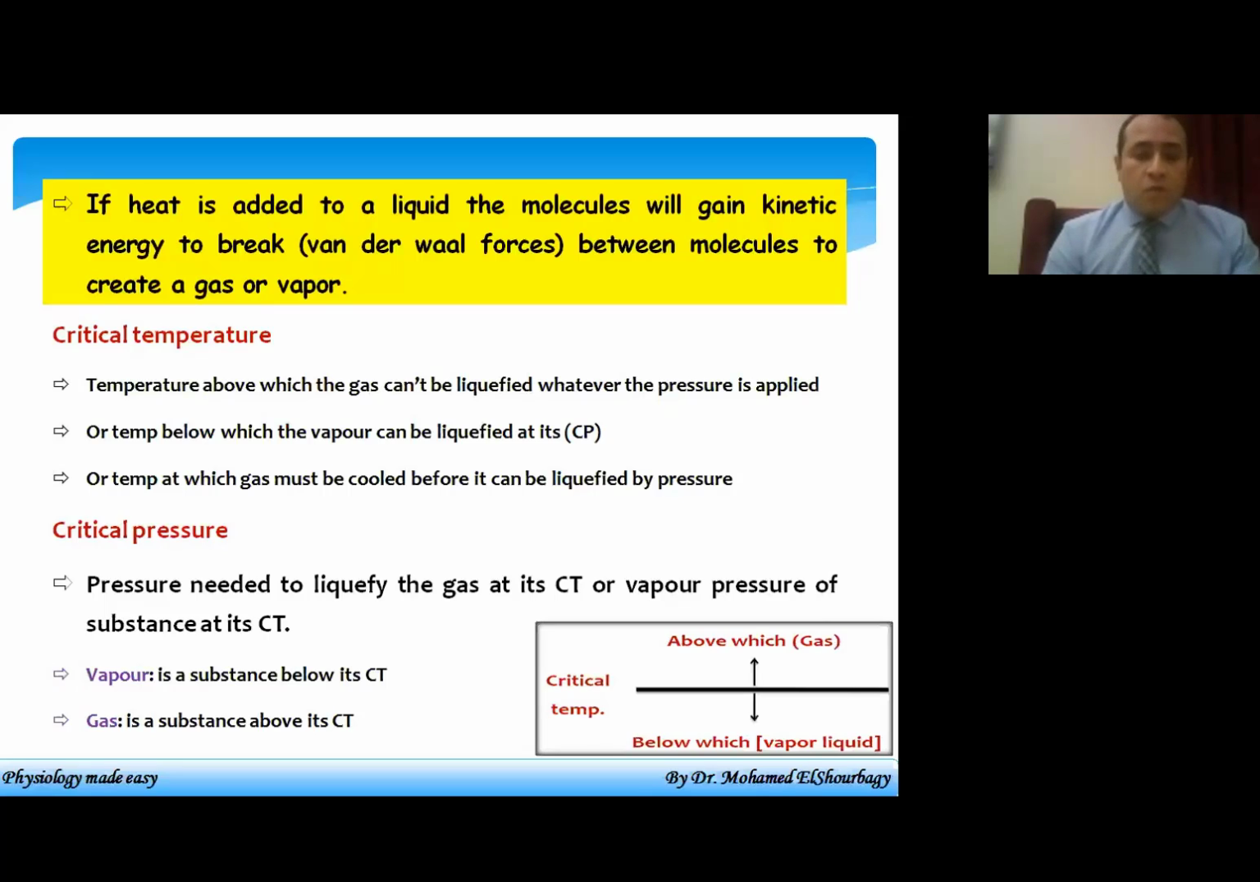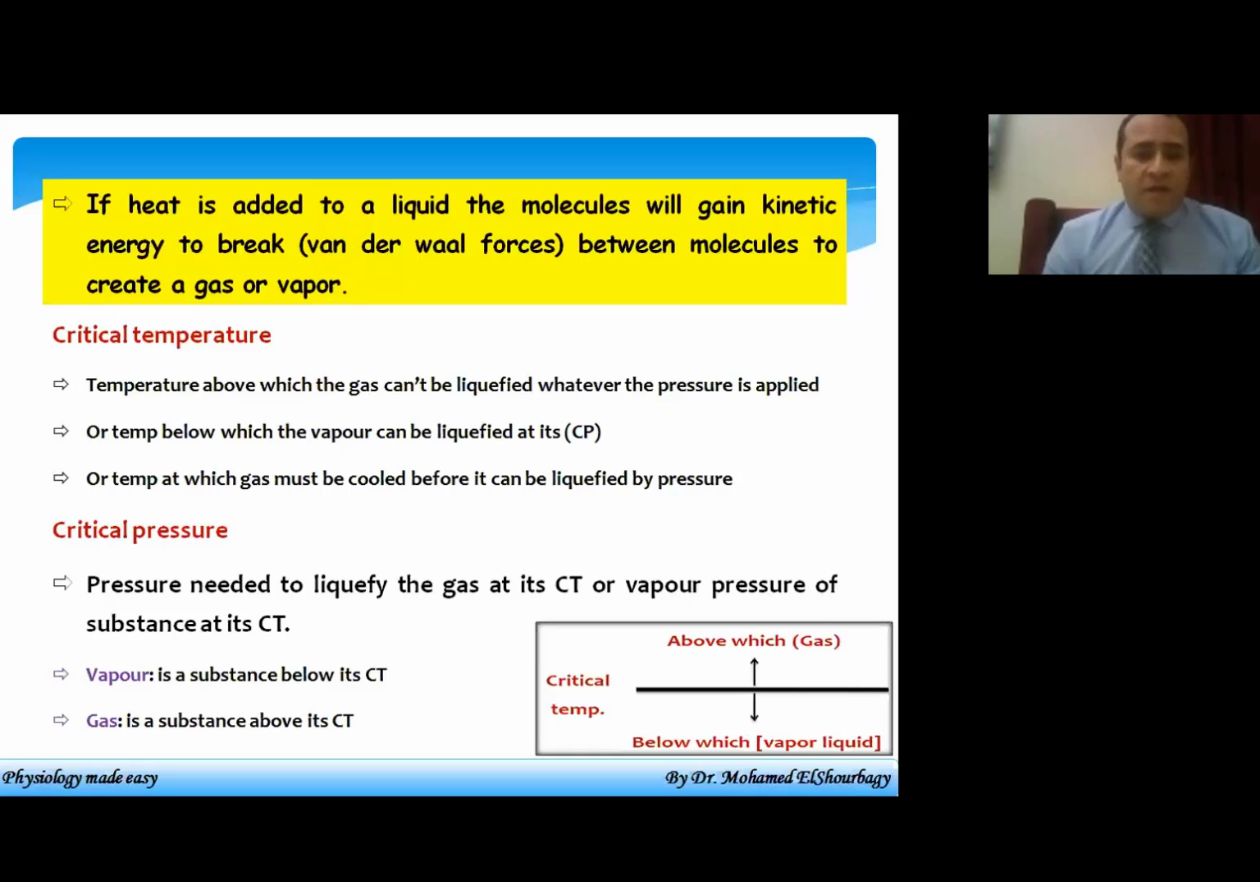So what about critical temperature? Each gas has its own critical temperature and critical pressure. It is the temperature above which the gas cannot be liquefied, whatever the pressure applied, or the temperature below which the vapor can be liquefied at its critical pressure. Why can it not be liquefied above the critical temperature? Because the molecules gain kinetic energy, so they cannot be approximated to form the liquid.